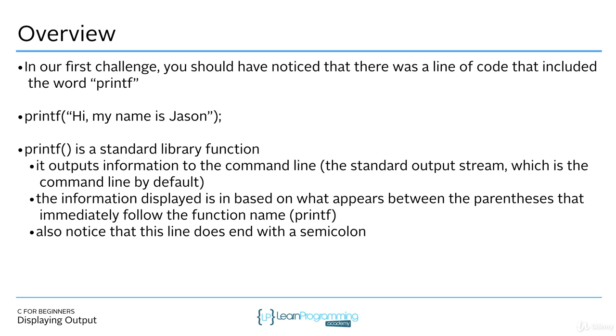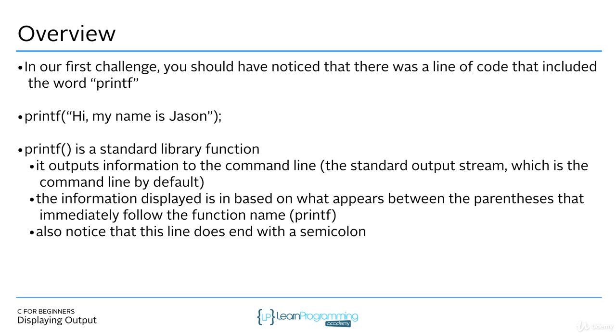Printf specifically is going to output information to the command line. The command line is also referred to as the console or the terminal. By default, it's displaying the information to the standard output stream, which is the command line by default. That's why you see it there. When we run our programs, we saw that little black box, the DOS command prompt, the command line. That's where we saw our output because that's where printf is directing it, saying display this output on the console.